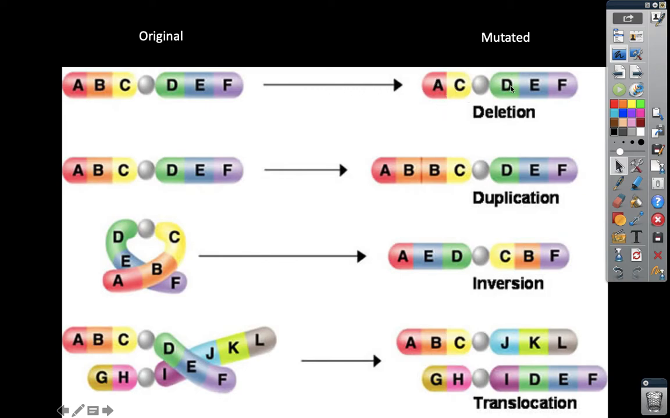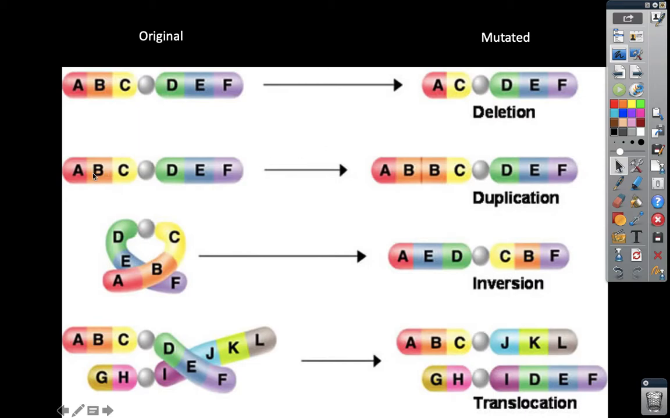It's A, C, D, E, F. So if you compare the two, you'll notice that the mutated sequence is missing segment B. Therefore, this is a deletion. And all of those genes that are on segment B are now gone, and those proteins cannot be made.